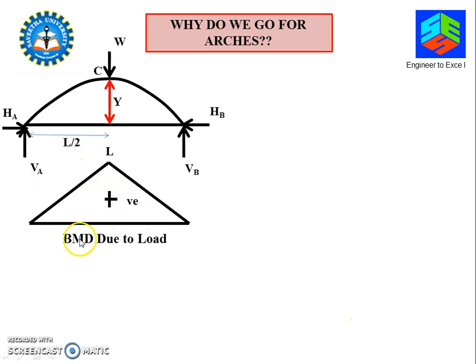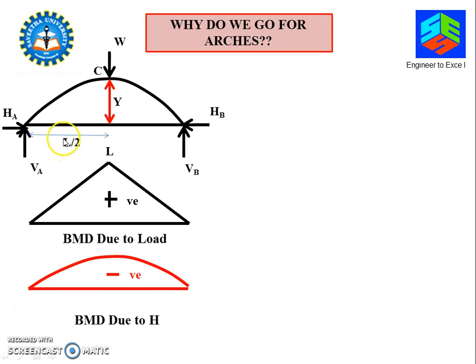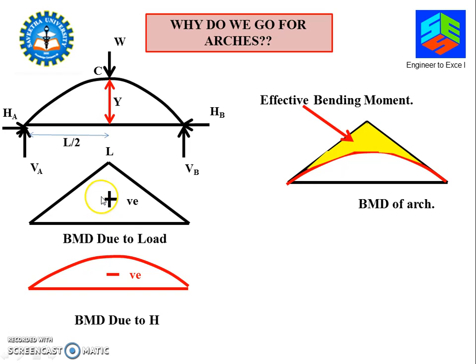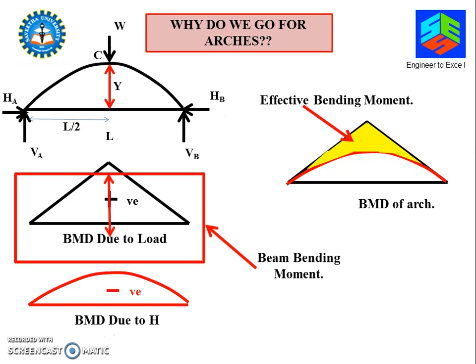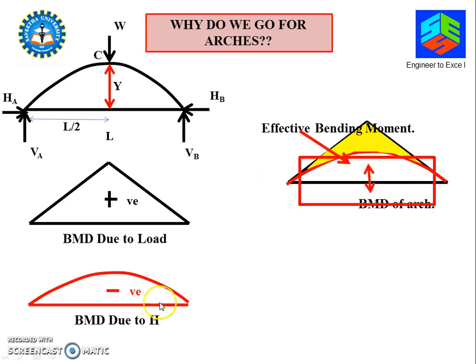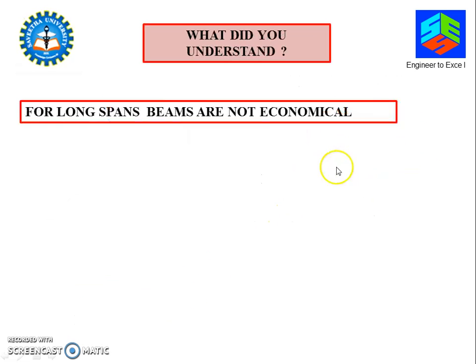If you draw the bending moment diagram, this is due to the load, considering it as a normal beam, and this is due to the horizontal thrust H. The effective bending moment, this will be positive in nature, this will be negative in nature. So the effective bending moment will be only the shaded area in blue color. Ultimately, the effective bending moment is reduced considerably in the case of an arch. This is the beam bending moment, and this is the effective bending moment. So by providing an arch, you can reduce the bending moment considerably.